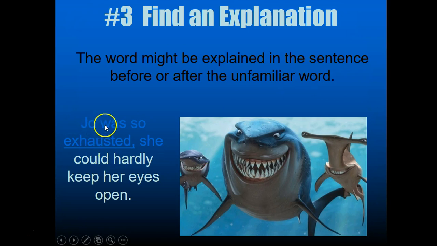So an example would be, Joe was so exhausted. She could hardly keep her eyes open. So if the word we're trying to figure out what it means is exhausted, then later on in the sentence, it explains what you would be or what you would be doing if you were exhausted. So if she could hardly keep her eyes open, I know that when I can hardly keep my eyes open, it means that I'm tired. So exhausted must mean tired.